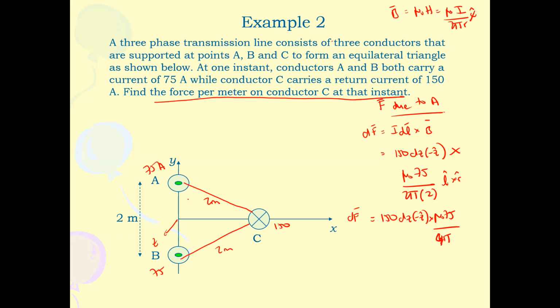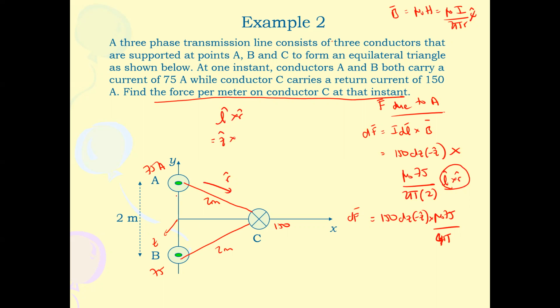L is the direction of the current in A, which is the Z direction. Whereas the R, let me have a look. Sorry, I didn't have enough space, so I need to write it here. Let us bring this L cross R here. L is the direction of the current for A, which is the positive Z direction, while R is this direction.